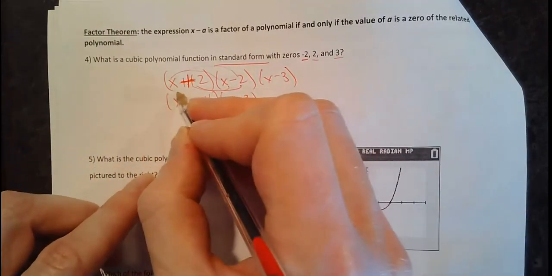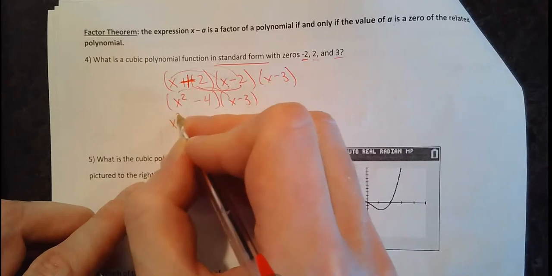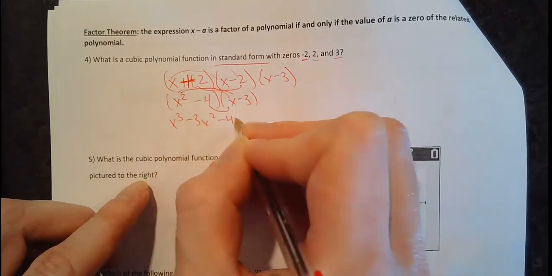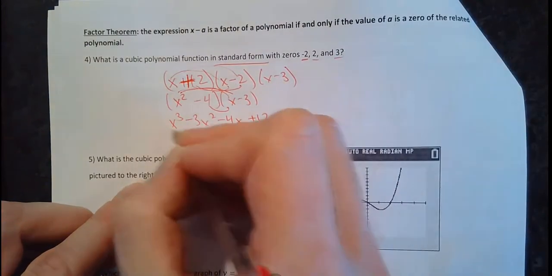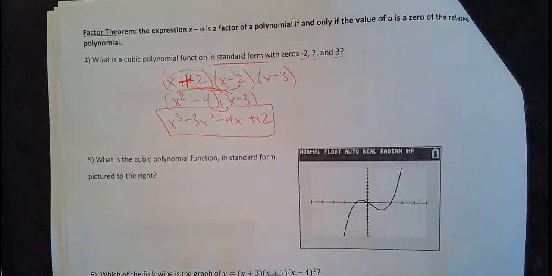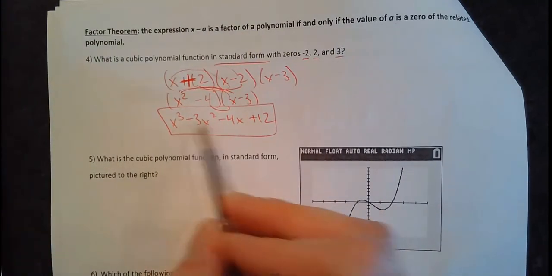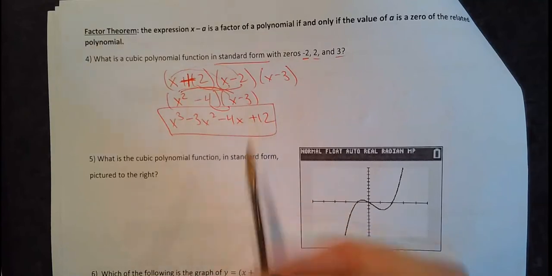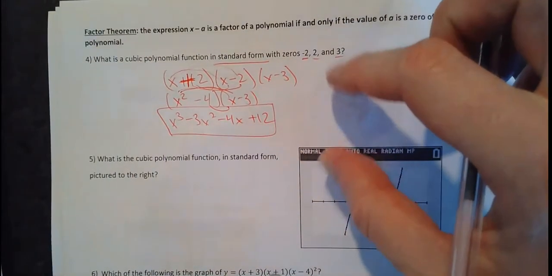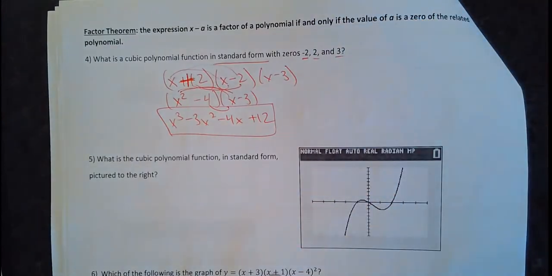Now multiply these out. So x squared times x is x cubed, minus 3x squared, minus 4x, plus 12. That's actually one of the cubic functions, because I could multiply all these by 2, and it'd still go through the same zeros. Or I can multiply them all by 5.